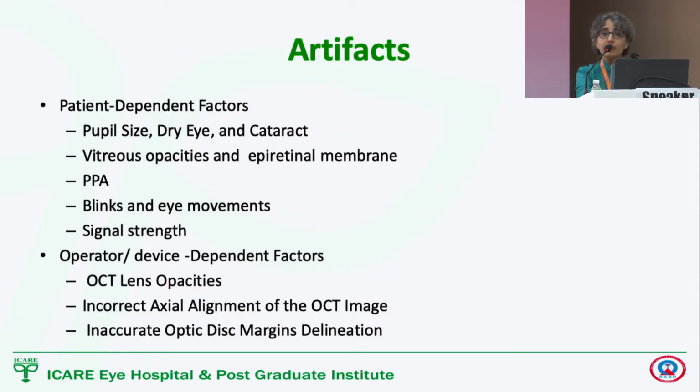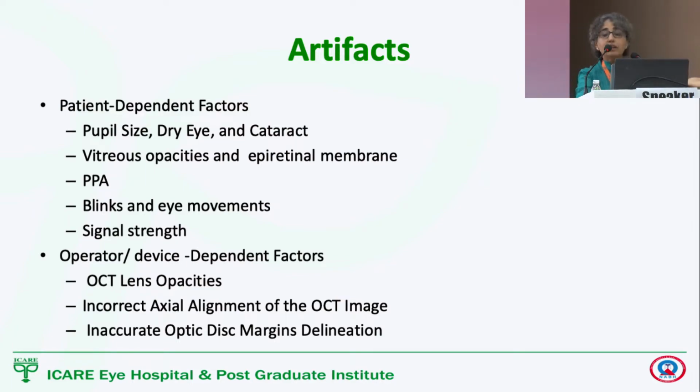Blinks and eye movements during the capture of the scan can also give you a lot of dead areas, which will flag as red. Signal strength I already mentioned. And then operator or device-dependent factors are basically the lens, which is right in front of the OCT machine. If it has fingerprints and other opacities or any dust, it can also reduce the quality of your image. So make sure, time and again, not every day because you'll end up scratching it, that you clean it using good quality lens cleaner wipes to reduce that artifact.